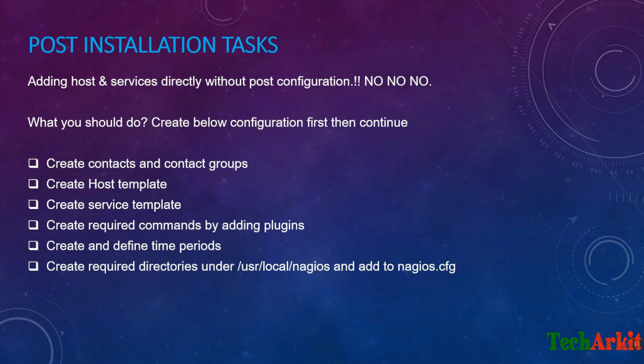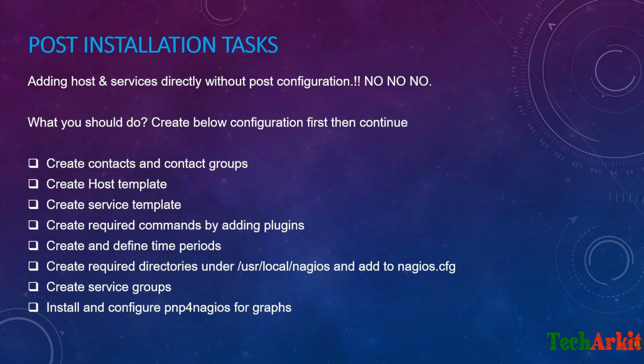That is a tedious job whenever you want to remove or modify any configuration file. Instead we create the directories and drop those CSV files under them, so it will automatically fetch from those directories. And create service groups, the required service groups, and install and configure PNP4Nagios for graphs. In this course we are using PNP for Nagios. If you want to use Nagios Graph, you can use that too. Whatever tool you would like for a graphing service, you can use.